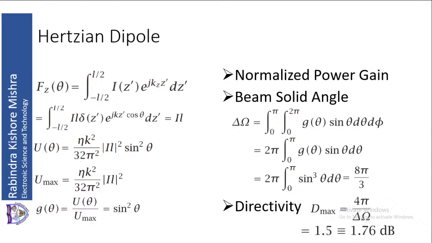Now once we know the beam solid angle, we can find the directivity of the antenna. The directivity D max is equal to 4 pi by delta omega, or 4 pi by the beam solid angle. So 4 pi by 8 pi by 3 is 3 into 4 by 8, which is 3 by 2, equal to 1.5. So the directivity is 1.5. If we express that in dB, 10 log 10 of 1.5 gives 1.76 dB. So the directivity is 1.76 dB.